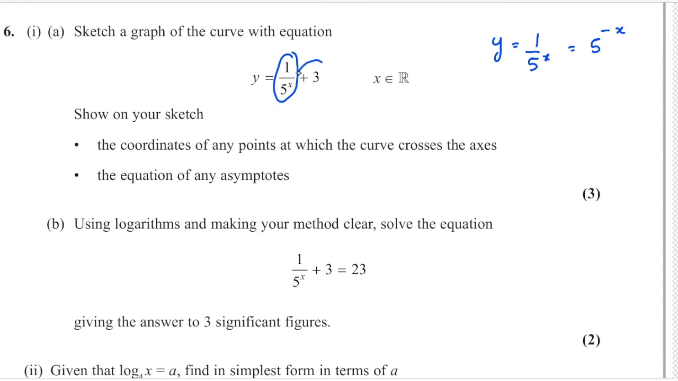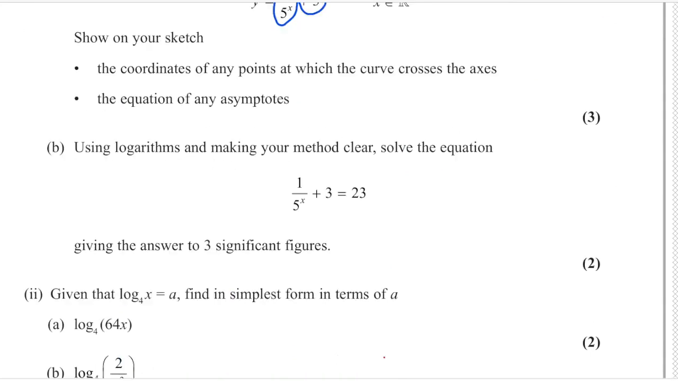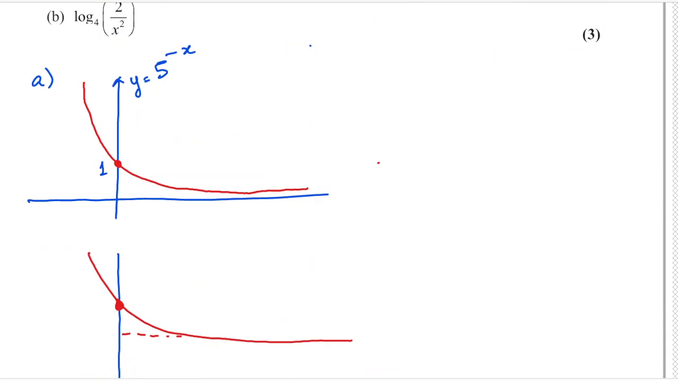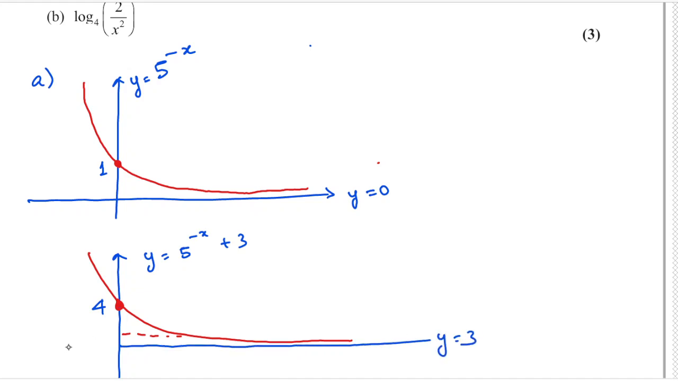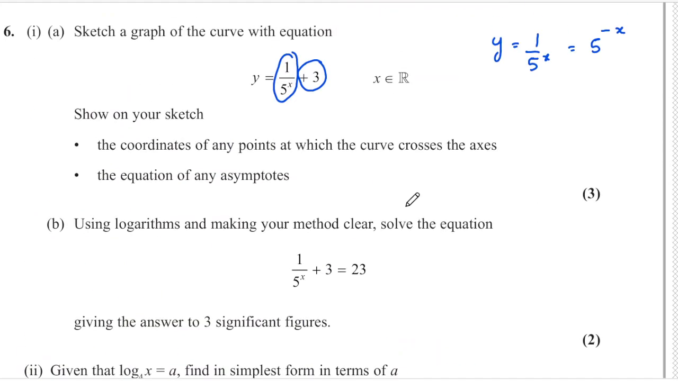Now to this function we need to add 3, or we can say that we are shifting it up by 3 units. So the whole function is shifted up by 3 units. The point where it was 1 before becomes 1 plus 3, which is 4, and the asymptote was the x-axis, or y equal to 0, before, which becomes y equal to 3. So the line y equal to 3 becomes the asymptote. So these are the things that are being asked over here.